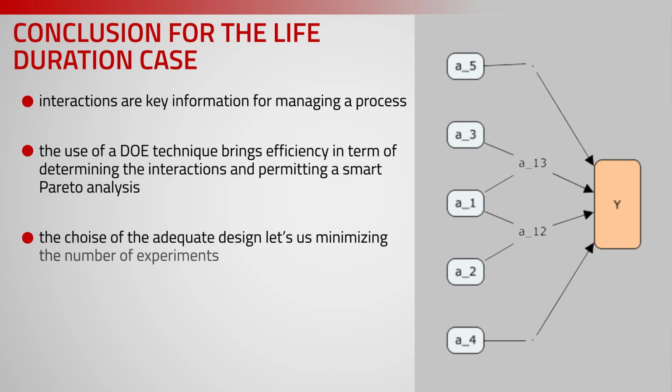So the choice of the adequate design also lets us minimize the number of experiments. If I had used the factorial design, it would have been 32 experiments, and I was able to do that for half of the work with only 16 experiments.